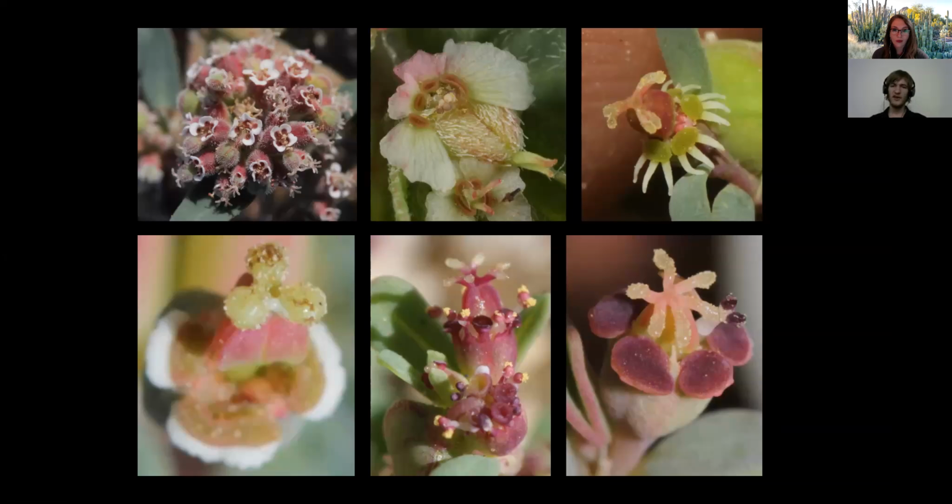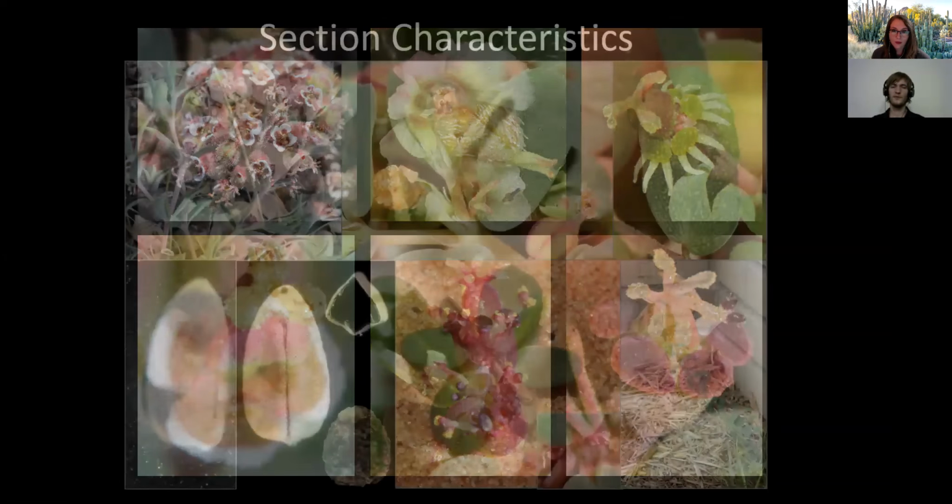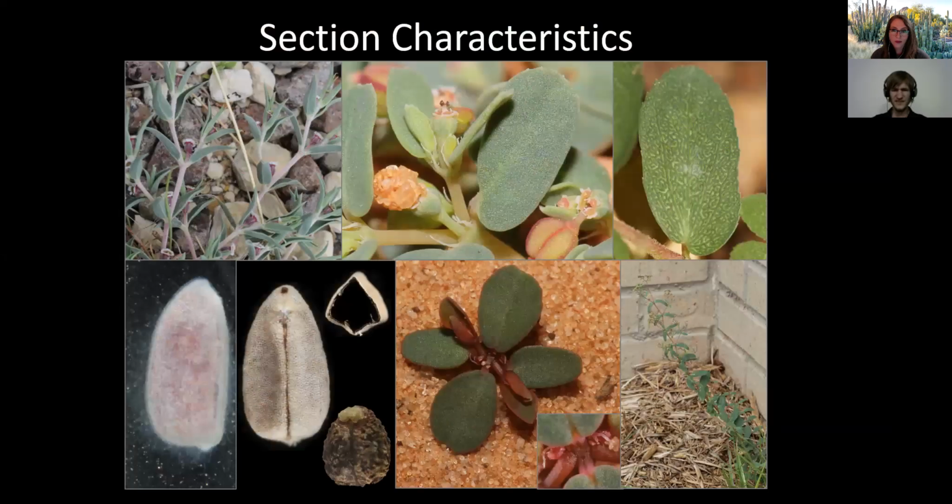Now, cyathia are basically what makes Euphorbia Euphorbia. That is the single defining characteristic of the broader genus Euphorbia, the spurges. Now, in section Anisophyllum, as I mentioned before, there are 4 glands, and with maybe 1 or 2 exceptions, all of the species have 4 glands. Now, that's not the only thing that makes section Anisophyllum different from other euphorbias. There are actually a lot of characteristics that make them different.